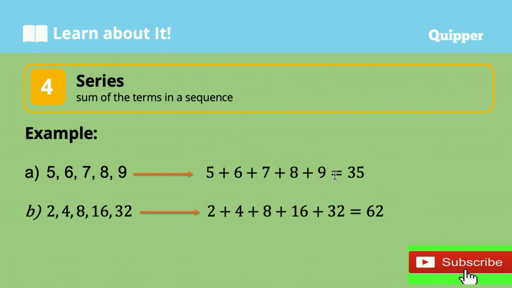Another example is the sequence 2, 4, 8, 16, and 32. To get the series again, you just have to add all the terms in this sequence, and we have 2 plus 4 plus 8 plus 16 plus 32, which is equal to 62. These numbers, 35 and 62, are what we call the series.